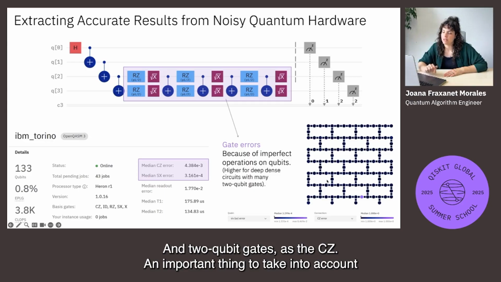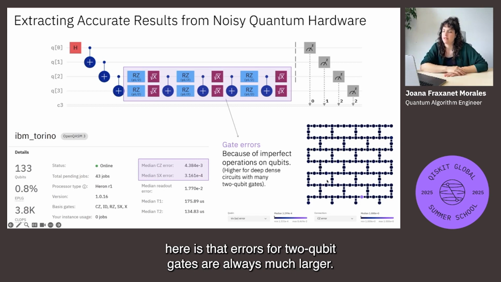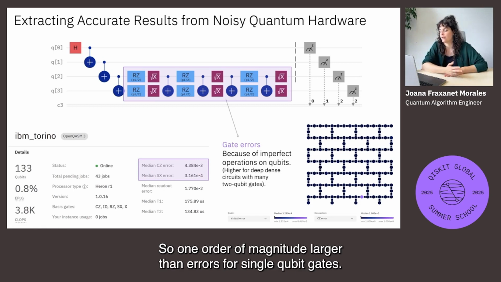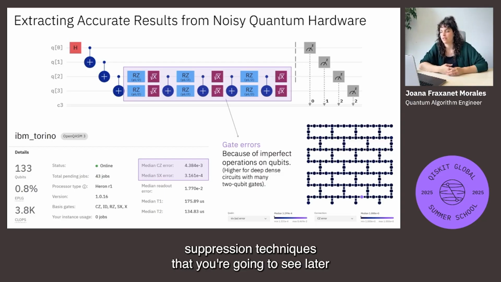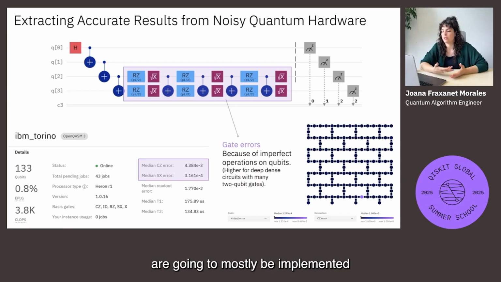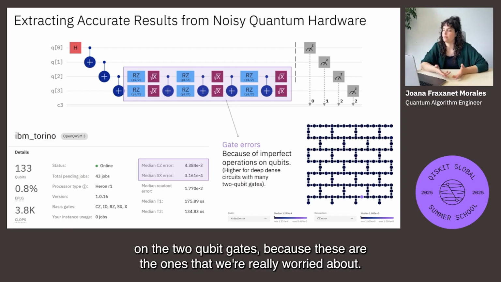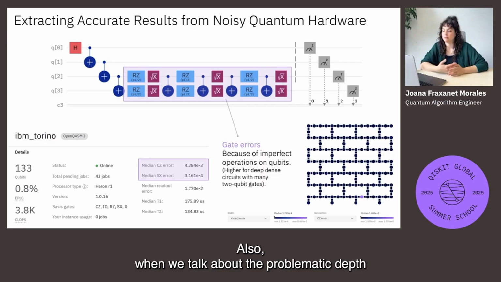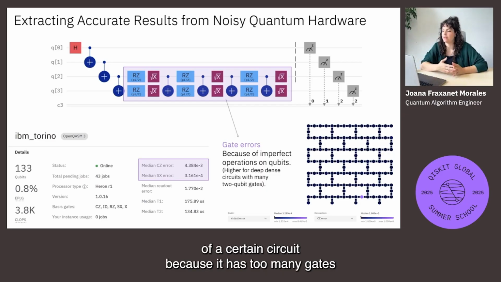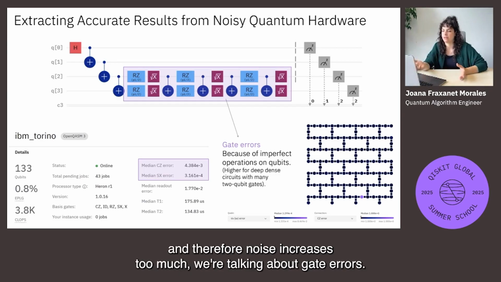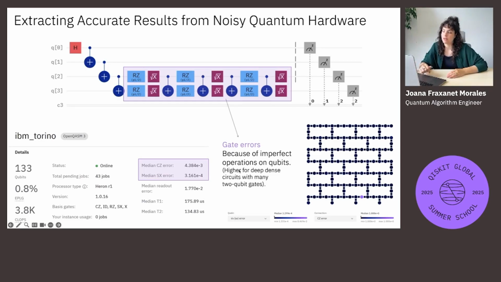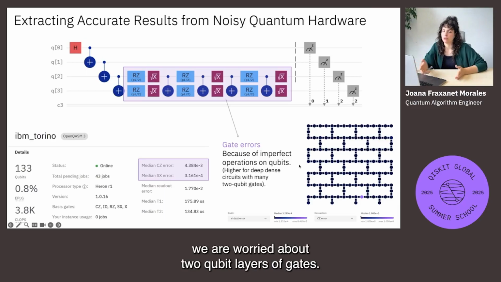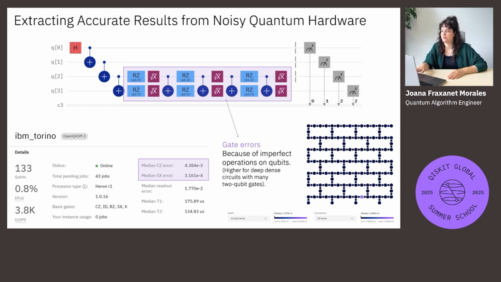An important thing to take into account here is that errors for 2 qubit gates are always much larger, 1 order of magnitude larger than errors for single qubit gates. So all the error mitigation and error suppression techniques that you're going to see later are going to mostly be implemented on the 2 qubit gates because these are the ones that we're really worried about. Also, when we talk about the problematic depth of a certain circuit, because it has too many gates and therefore noise increases too much, we're talking about gate errors. And in particular, we're worried about 2 qubit layers of gates.